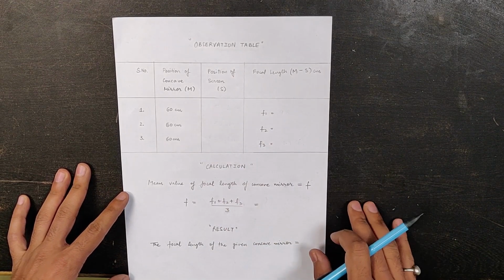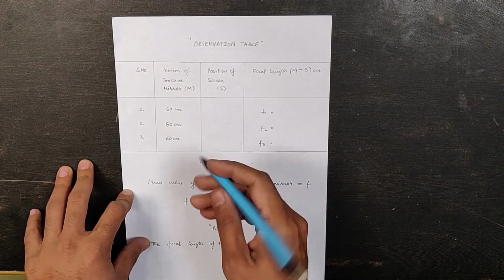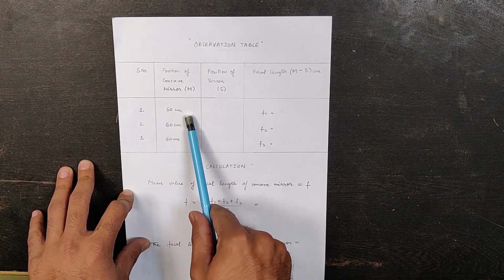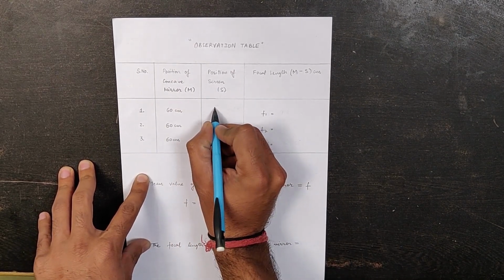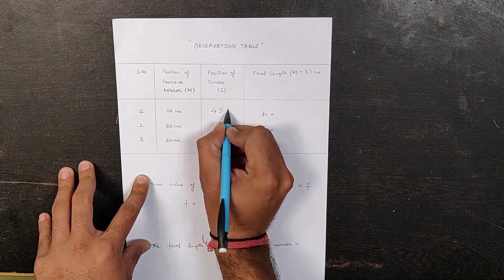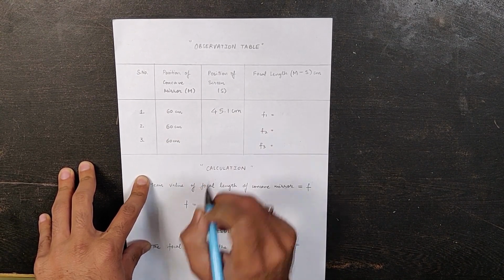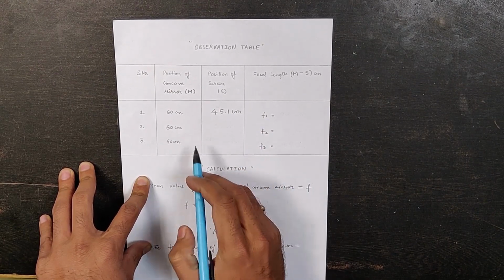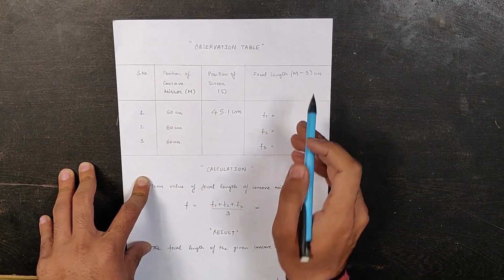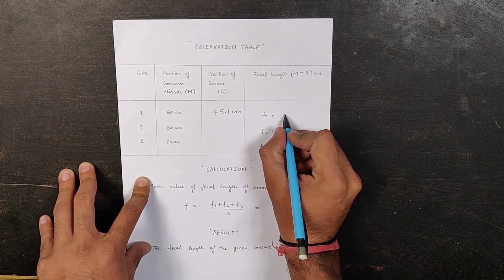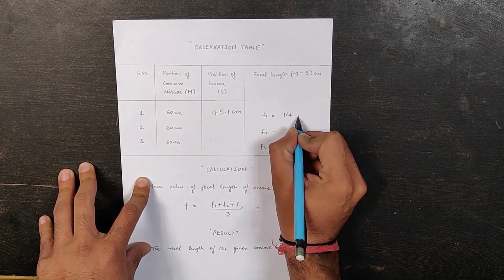So this is our observation table. Here the position of the concave mirror was 60 cm from the origin, and the position of the screen we got was 45.1 cm. So the focal length, which will be the position of the concave mirror minus the position of the screen, M minus S, I am getting as 14.9 cm.